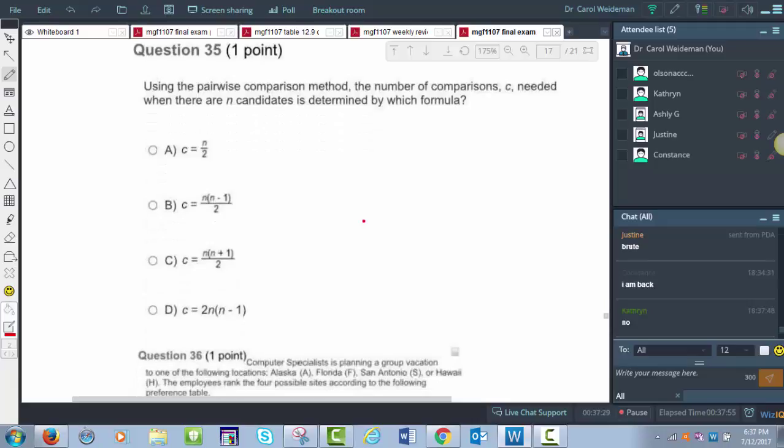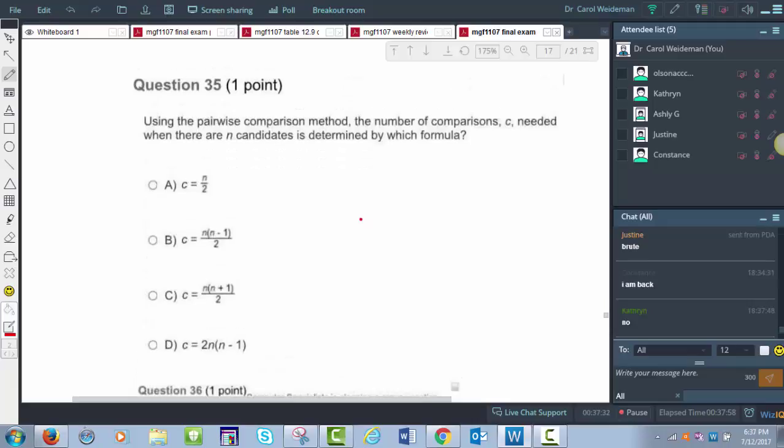Okay, so now we're into the last unit. This is where we did the voting and apportionment methods. Catherine, did you have a question? Okay, go ahead.